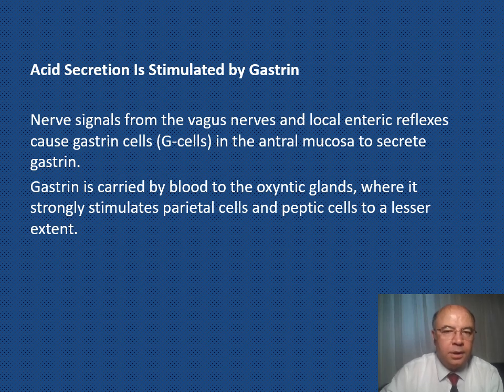Acid secretion is stimulated by gastrin. Nerve signals from the vagus nerves and local enteric reflexes cause gastrin cells or the G cells in the antral mucosa to secrete gastrin. Gastrin is carried by blood to the oxyntic glands, where it strongly stimulates parietal cells and peptic cells to a lesser extent.